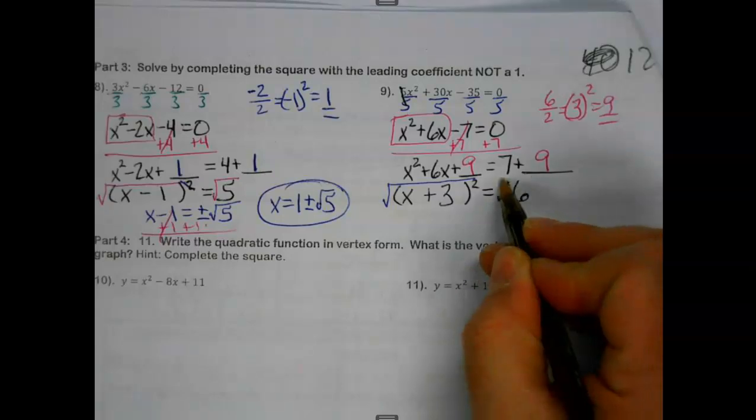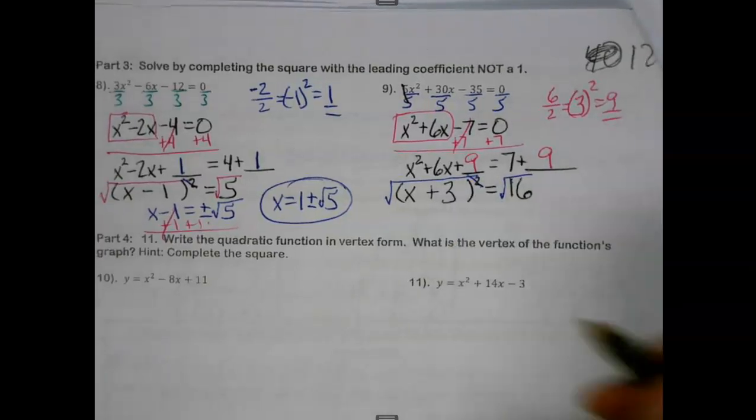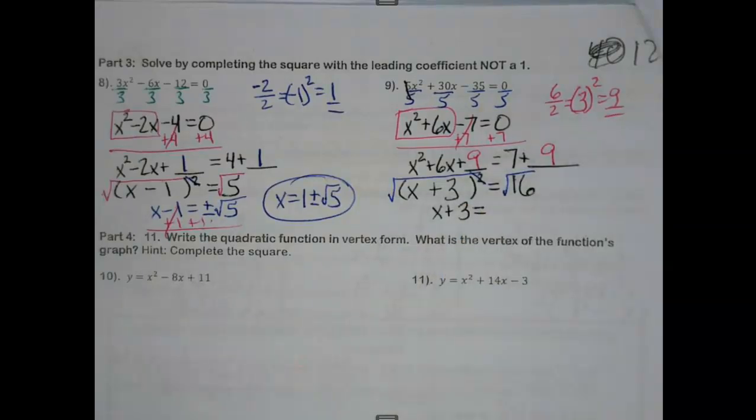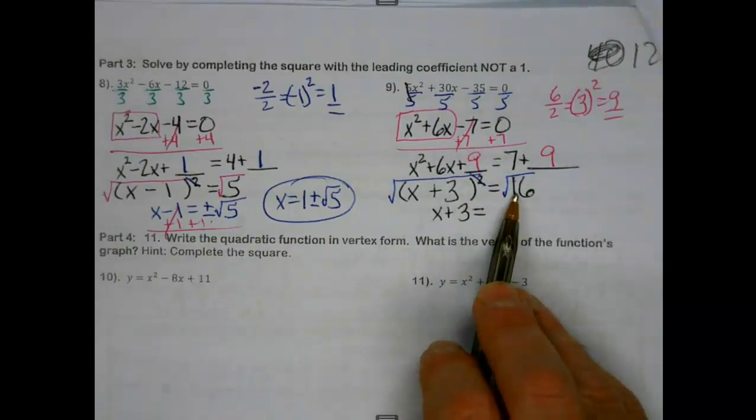I square root... what's the square root of 16? 4.